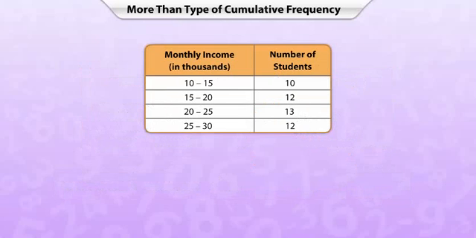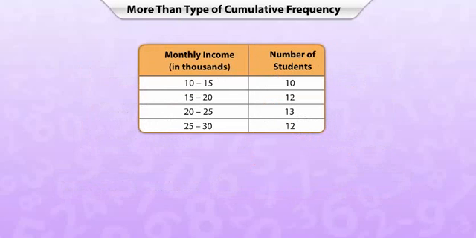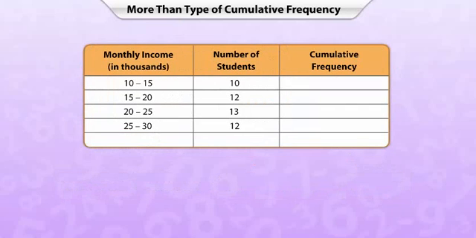Let us now look at calculating the more than type of cumulative frequency. For this, let's take the example of the number of students holding jobs through the campus placement process and the packages that they have been offered. The number of students who were offered a package more than 10,000 rupees a month is equal to the total number of students placed, since the minimum package offered is 10,000 rupees.